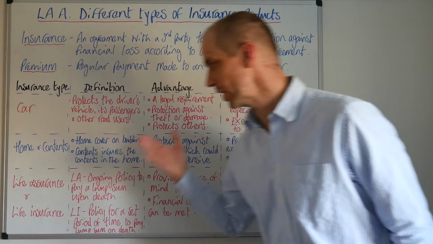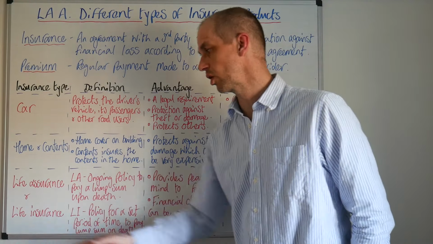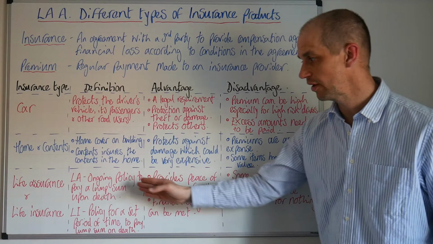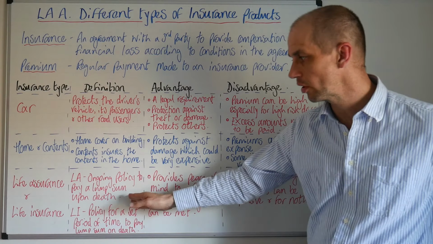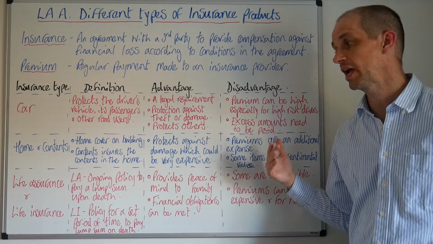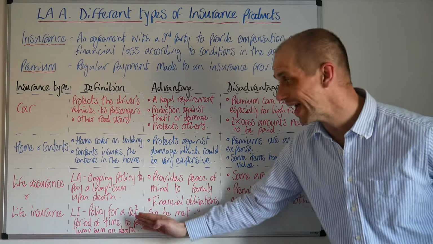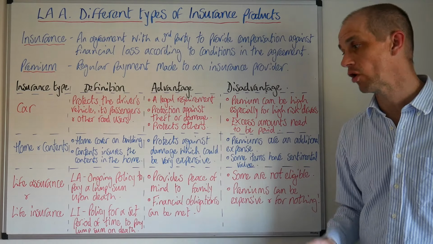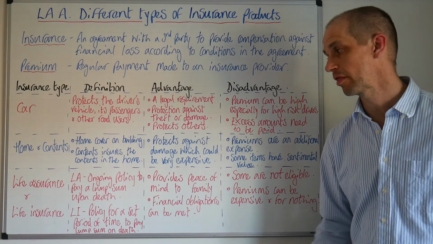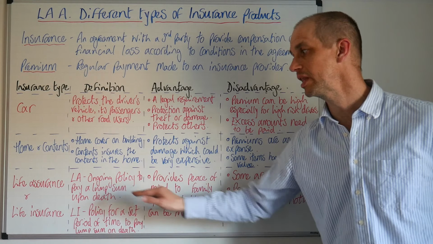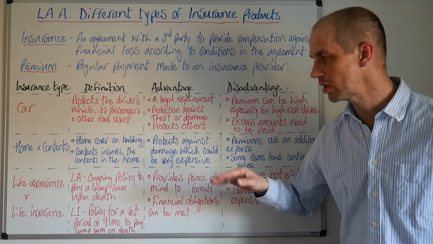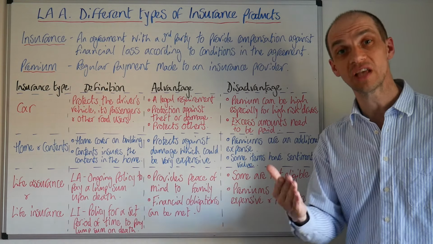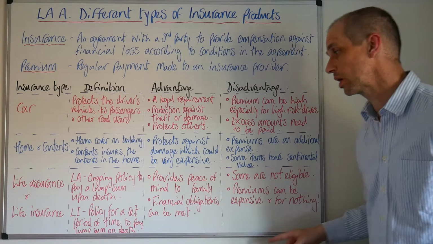Okay, so finally in this session, we've got life assurance and life insurance. It's important to understand the difference between these two types of product. Life assurance is an ongoing policy to pay a lump sum upon death, whereas life insurance is a policy for a set period of time to pay a lump sum on death. So that is the distinction between these two types: this one is an ongoing policy, whereas the life insurance is really about a set period of time. So make sure you're clear on that.